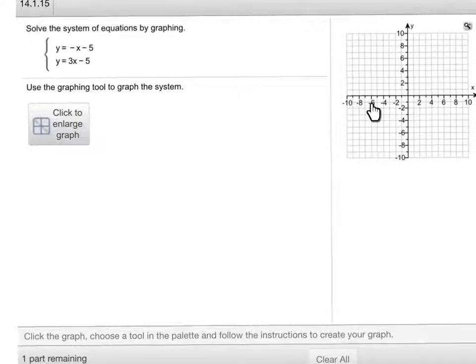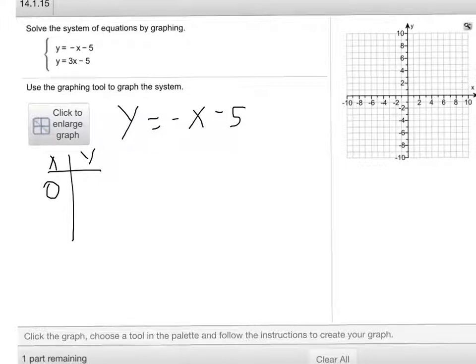The chart they provide goes up to 10. Me, I probably pick around 0 and 1 and 2. And so if we look at the first equation, y equals minus x minus 5, you want to come up with two solutions, at least two, and so you can pick any numbers you want. I like a lot of times to use 0 because 0 is really easy to work with.